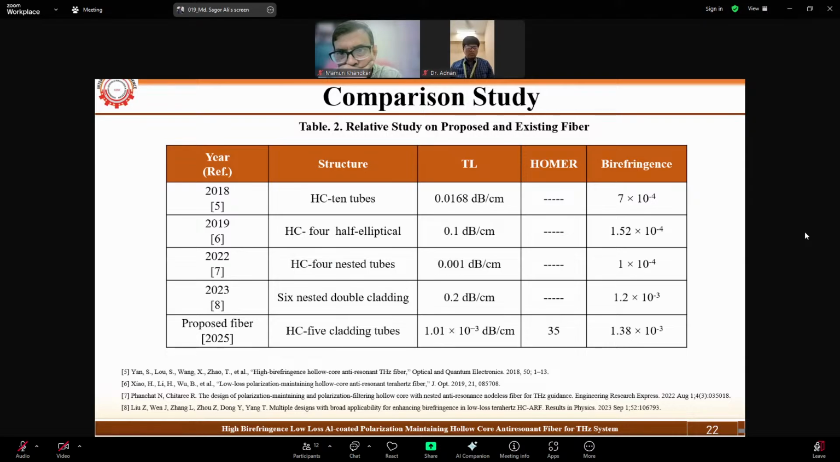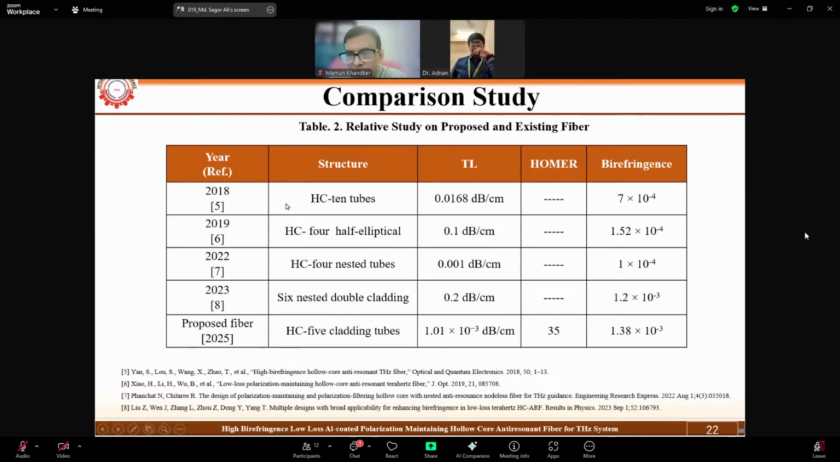Comparison study. Relative study on the proposed and existing fiber. In this column, structure; in this column, total loss; in this column, HOMER; and in this column, birefringence; and references.